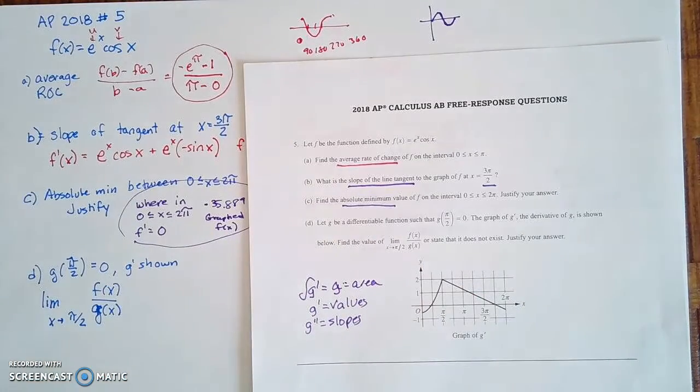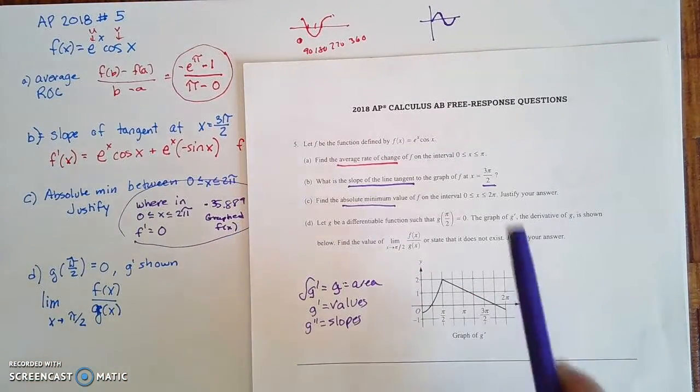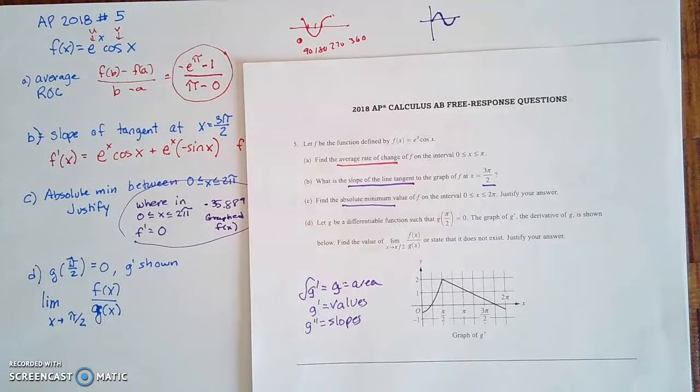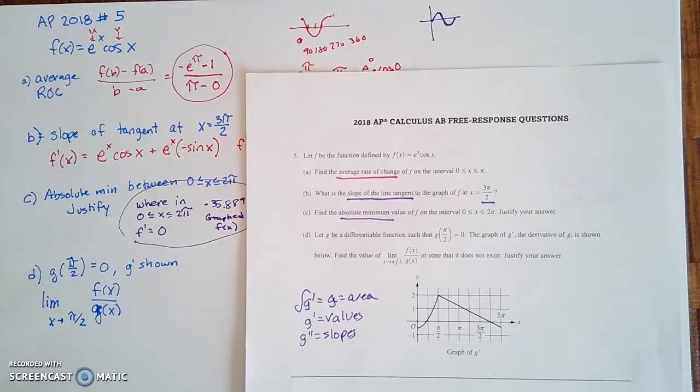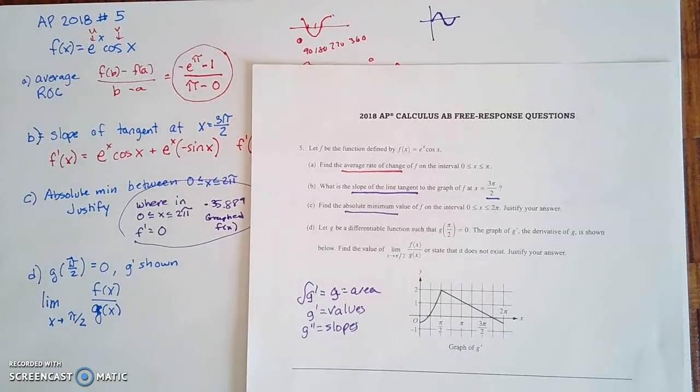I'm not sure which I'm going to use, but it's telling me it's a differentiable function such that g of pi over 2 is 0. There's the graph of g prime. It says find the value of the limit of f of x over g of x, or state that it does not exist. Justify your answer. If they're giving me a limit problem, it's going to happen every time if it's here, folks. You're going to put in a number. You're going to get 0 over 0. You're going to have to use L'Hopital and take the derivative of the top and of the bottom and see what you get. So let's see.